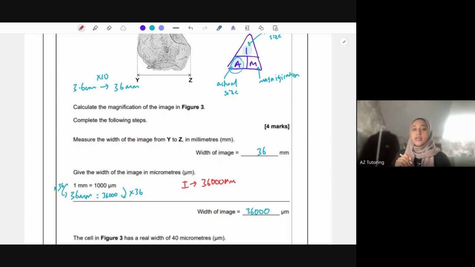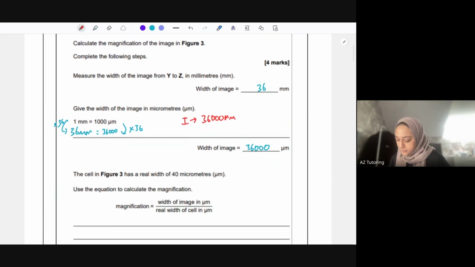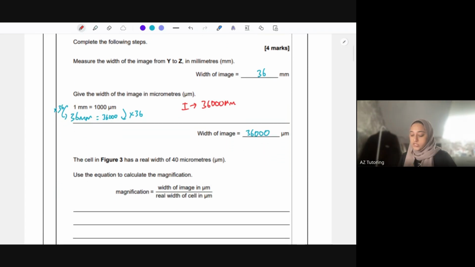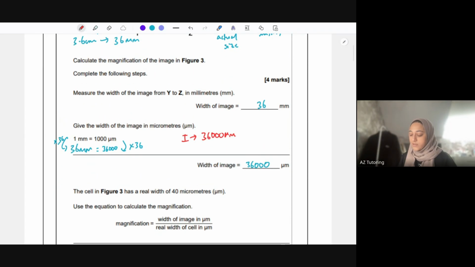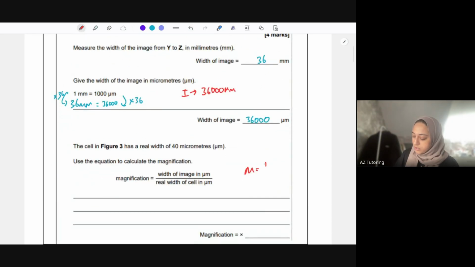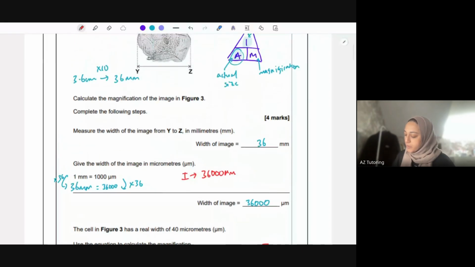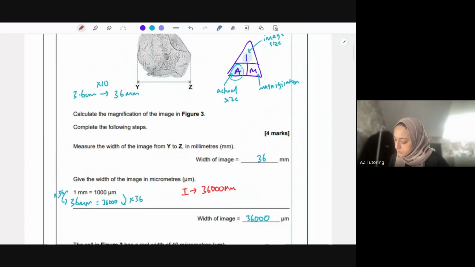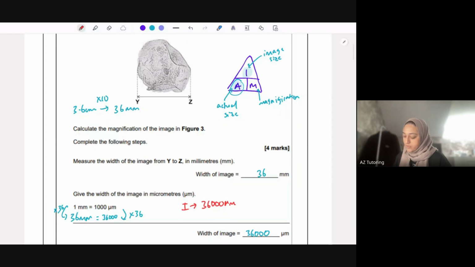right? Your I and A always have to be in the same units. You can't have one in millimeters and one in micrometers. You have to divide the same units when working out magnification. Now it's giving you the equation for magnification, but if they didn't give you that, again, you can work it out from the triangle. There's your M, so M equals I divided by A, which is what they've given here as well.